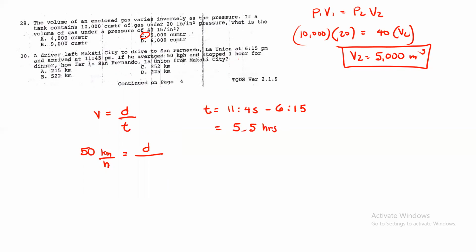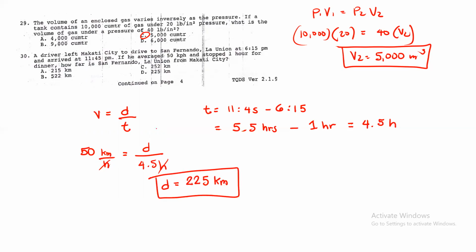Since he stopped for 1 hour for dinner, we subtract that 1 hour. So, that equals 4.5 hours, which is what we will use here. With 4.5 hours, we get the distance. The hours cancel, so our distance here is 225 kilometers. The answer is letter D.